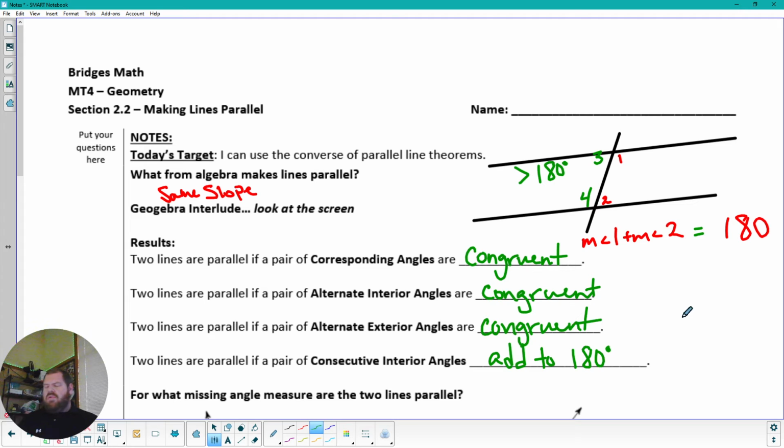So it's really just a review from yesterday, but it's technically saying things in a different way. Today we are forcing the lines to be parallel, where yesterday we were given that the lines are parallel.